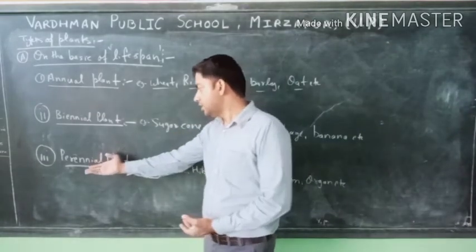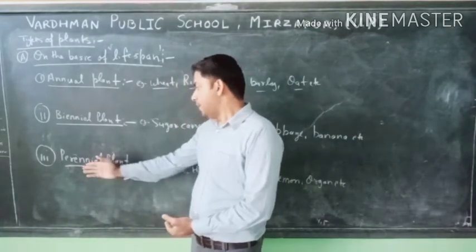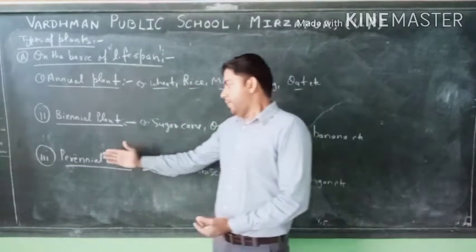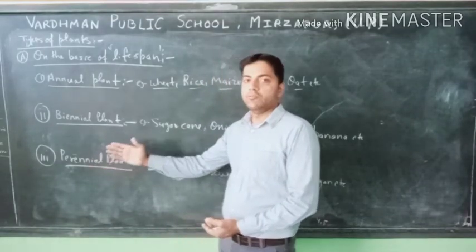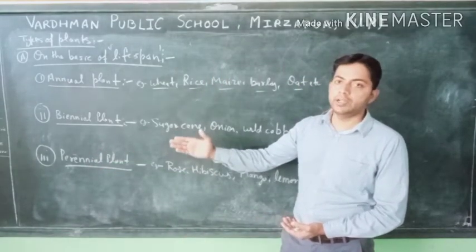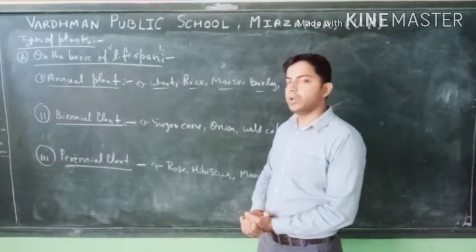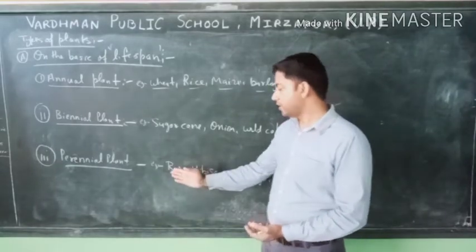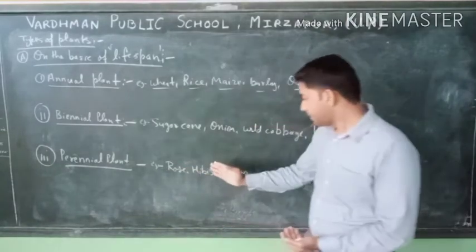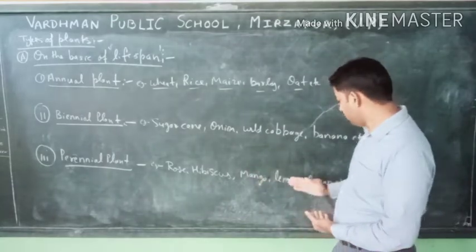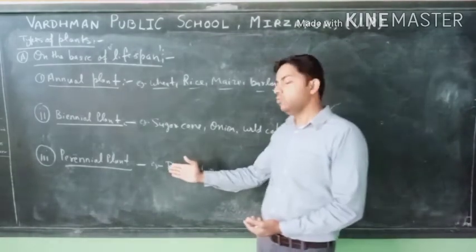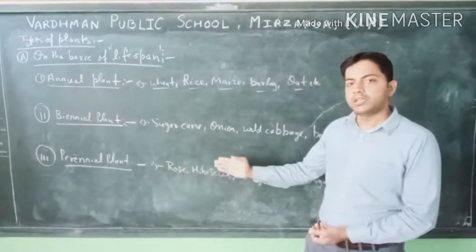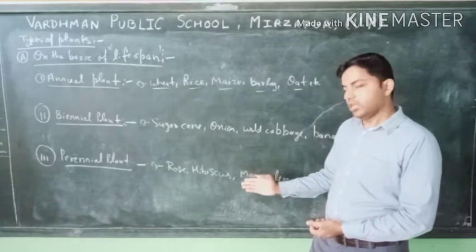Now I start the next topic, perennial plants. Perennial plants are the types of plants that require more than 2 years to complete their life. It means the plants which survive more than 2 years are considered perennial plants. For example, rose, hibiscus, mango, lemon, orange. As we know, rose mostly survives 15 to 16 years, hibiscus 9 to 10 years, mango 30 to 40 years.